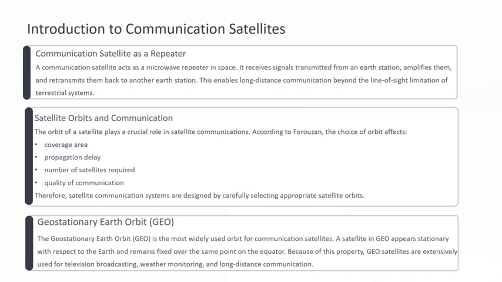So, a communication satellite basically does not generate information on its own. It only receives the signals, amplifies them, and retransmits them. This is why it is called a microwave repeater in space. Without satellites, long distance global communication would be very difficult.